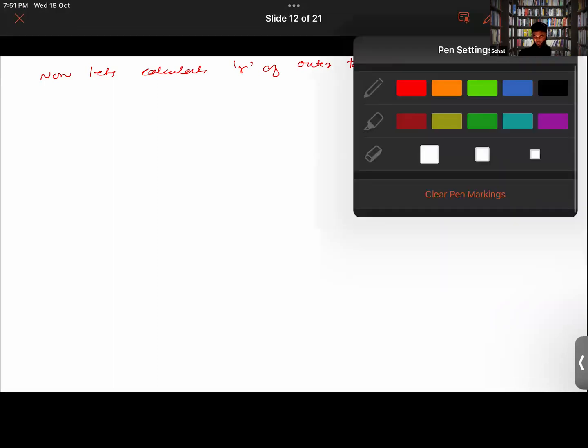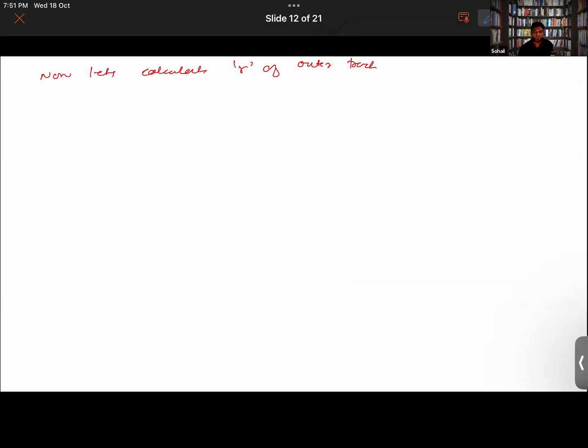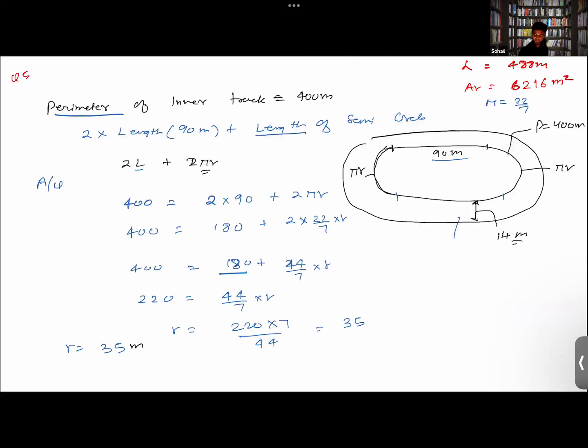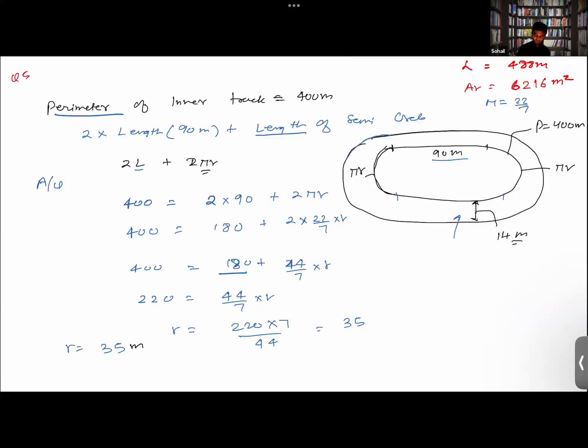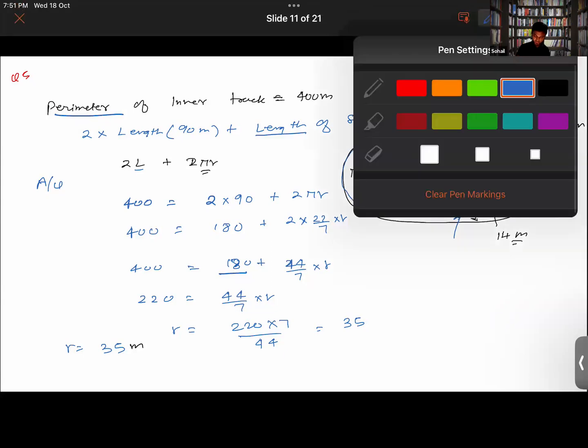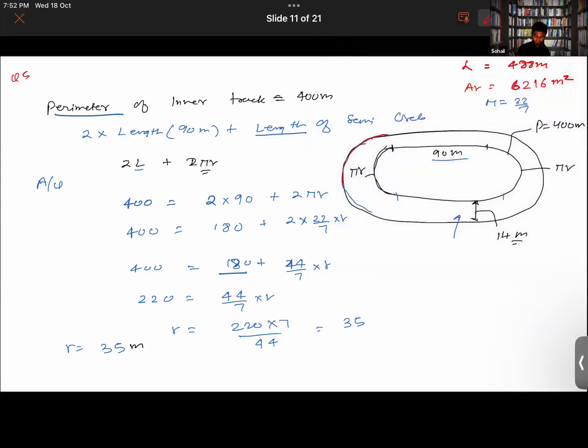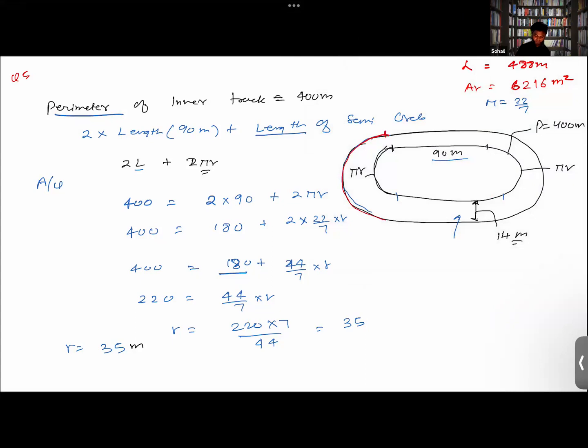So now let's calculate the radius of the outer track. What information do we have about the outer track? Outer track, that is, we are talking about this one here. Okay, the width is 14 meter. Now, this whole radius, अगर हम इसकी बात करते हैं, we will add the radius and 14. That is what we will be doing.